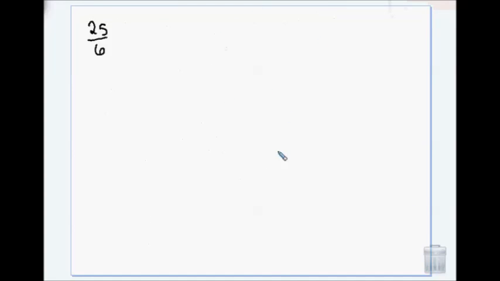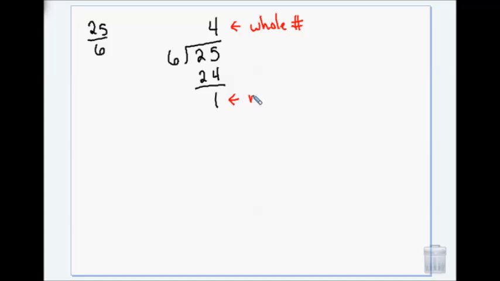Oh, I'm sorry. Hold on. Because this is saying 25 divided by 6. That's exactly what a fraction is saying. So I say 6 goes into 25 4 times. 24, and there's 1 left over. This is the whole number. This is the numerator. 4 1/6.